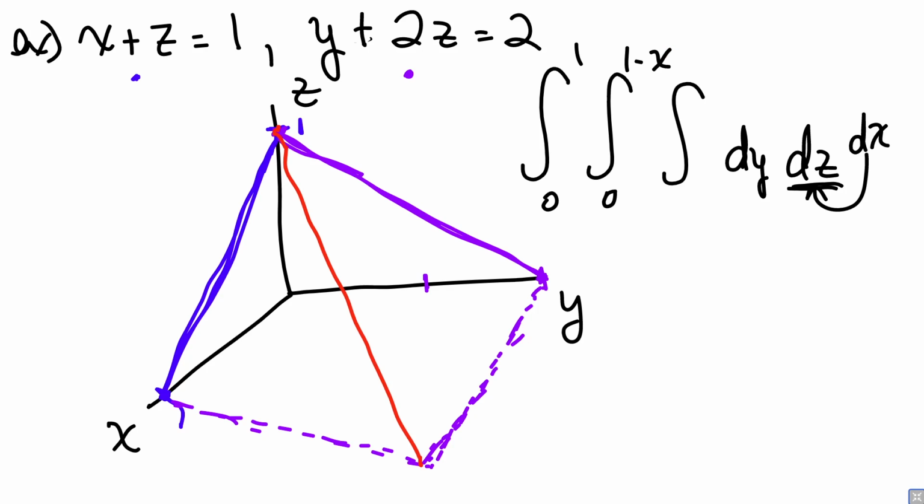And then finally we have y. Now we need to relate y to z. Based on the graph, what's the lower y value? It's 0. Now, the upper y value is going to relate y to z, which is going to be what? 2 minus 2z. Any questions there?